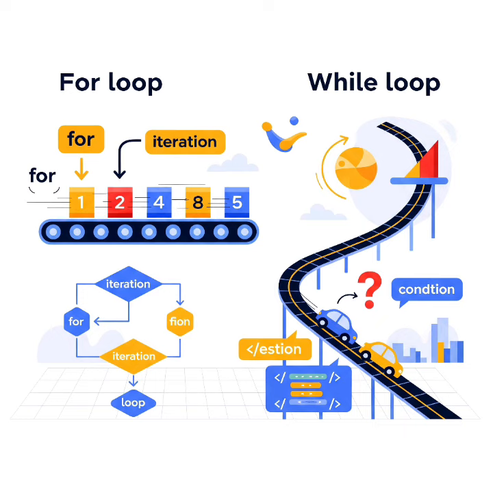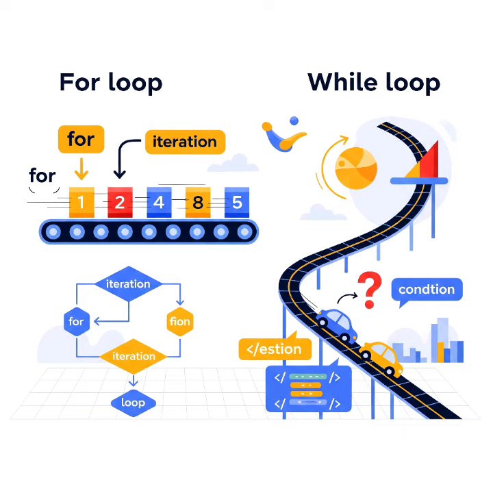For loop: think of a for loop like a pre-planned journey with a clear number of stops. When to use it? You use a for loop when you know in advance exactly how many times you want to repeat something. How it works: you tell it, start here, go until this point, and take this many steps each time. It handles all the counting for you.